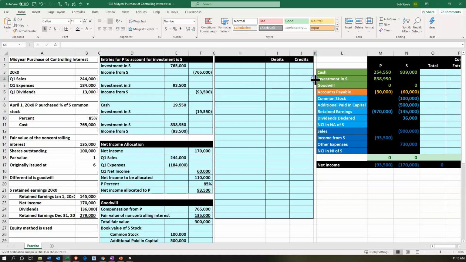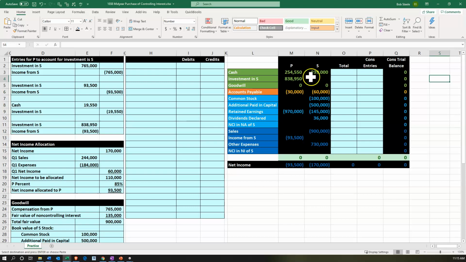Now, when we think about this, we've got P and S. These are the trial balances for the full year of 20X0, the year that P, the parent, purchased S, the subsidiary, but the purchase took place after the first quarter. So we've got the full year for the parent and the full year for the subsidiary. However, P's only been in the game on the subsidiary side of things for the last 3 quarters. So really we're going to think about maybe we have to adjust for that, and we'll think about that shortly. First, let's go ahead and sum up this column.